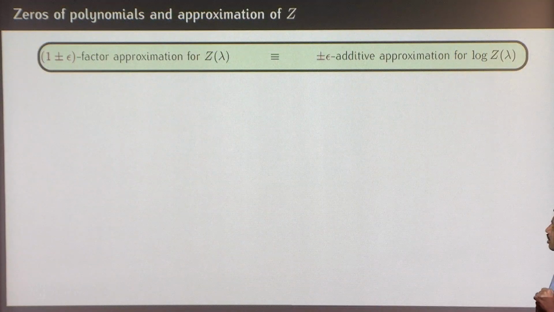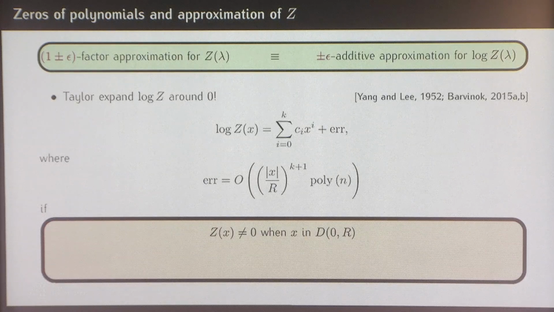Okay. So what's the thing that we are going to look at? This approximation algorithm is going to go in the following fashion. Remember that our goal is to get a 1 plus minus epsilon factor approximation to the partition function. That is like asking for a plus minus epsilon additive approximation to the log of the partition function. And how does one get that? In hindsight, it's maybe an obvious or simple idea, but it underlies a lot of nice theory: you just Taylor expand the logarithm around 0. So let's look at the Taylor expansion.